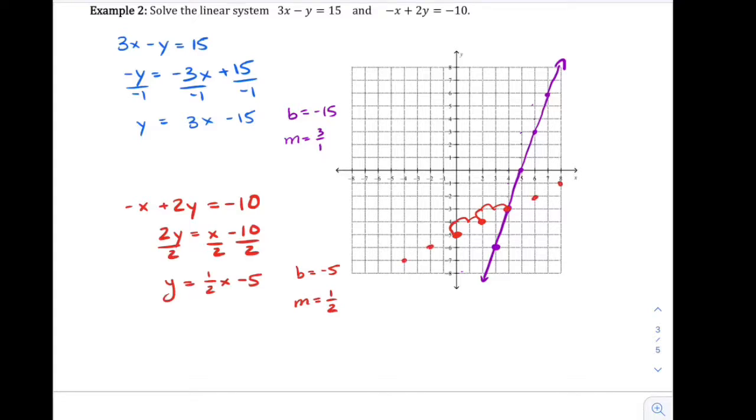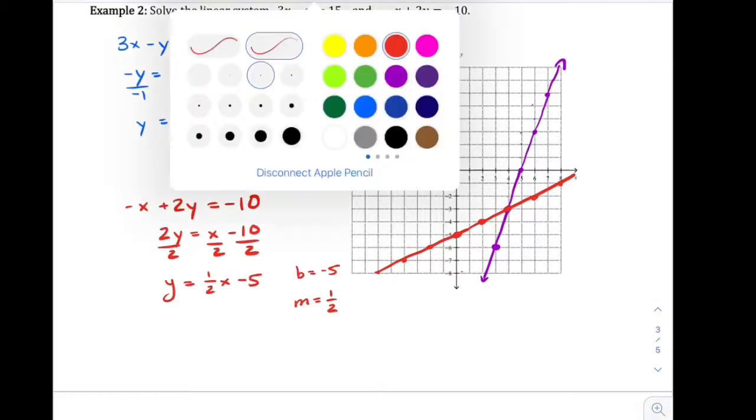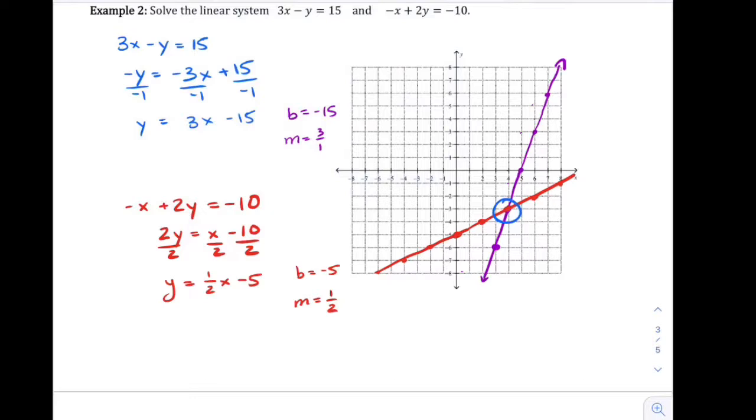I already see where they intersect, but I'm going to draw my line. And I see that they intersect at that coordinate. We'll go back to blue for that. Right here at a coordinate of 4 and negative 3. So the solution to this system is x is equal to 4, y is equal to negative 3.